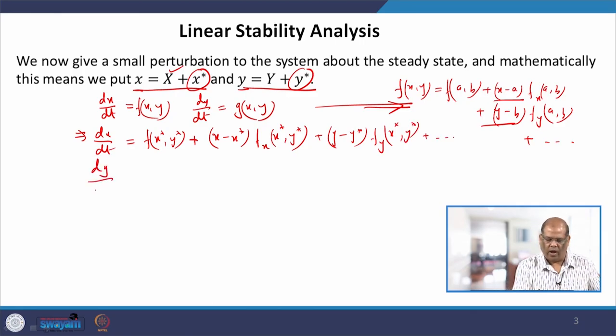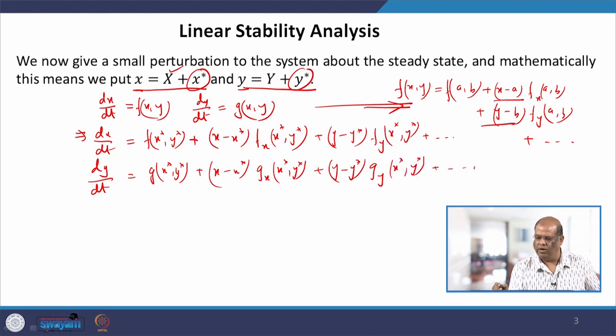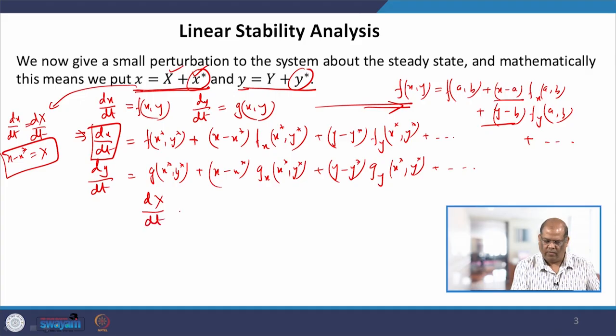In a similar manner, dy/dt will give me g(x*, y*) plus (x minus x*) into gx(x*, y*) plus (y minus y*) into gy(x*, y*) plus higher order terms. We neglect the higher order terms. From here you can see that if I differentiate x, it will be dX/dt, as x* is a constant. Also, I can replace x minus x* with capital X. Because (x*, y*) is an equilibrium point, the constant terms are equal to 0.